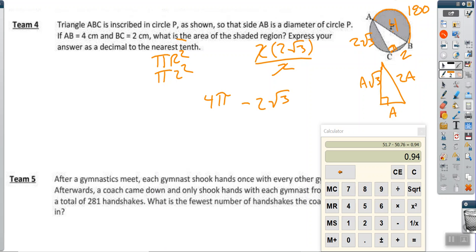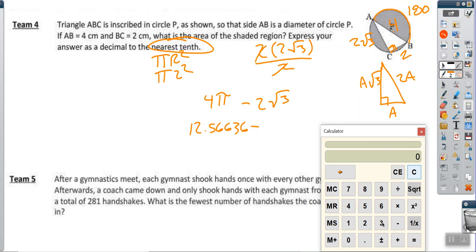And now it says, give me the answer rounded to the nearest tenth. It's time to go to the calculator here. So we're going to do 4 times pi. Pi, as you know, is 3.14159. I think that's going to be enough decimal places. And so I hit enter. So I get 12.56636.